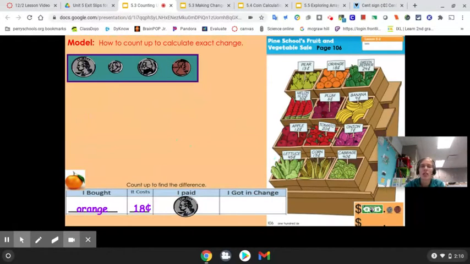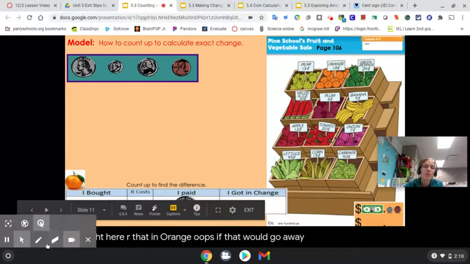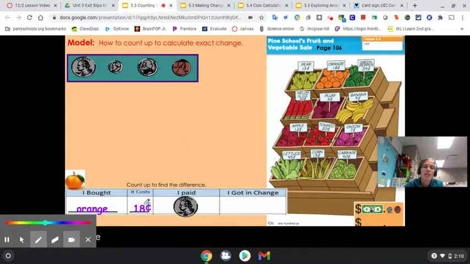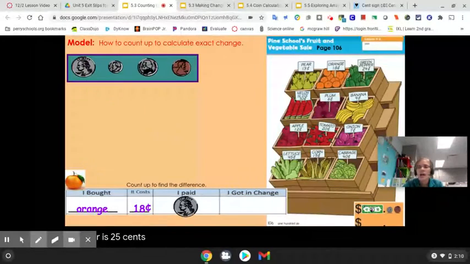Okay, so let's look what that looks like. So from this store, I'm buying an orange, okay? And it tells me right here that an orange costs 18 cents and I paid a quarter. So if I'm paying a quarter, I know a quarter is 25 cents.